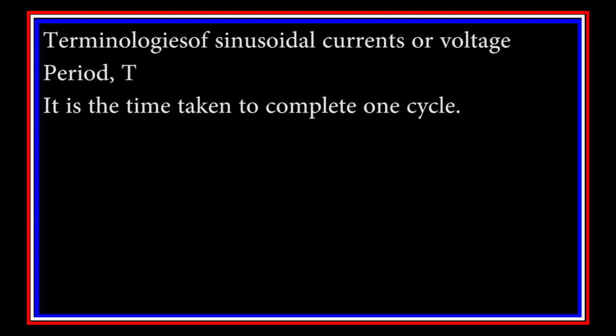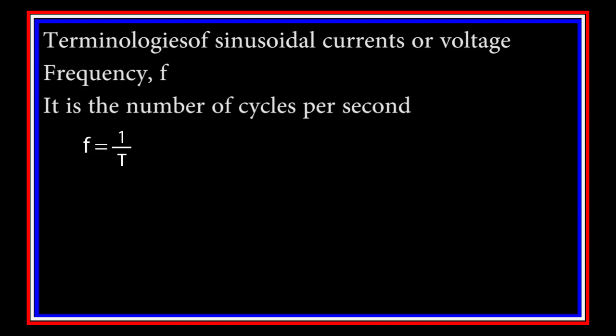Period is the time taken to complete one cycle. Frequency is the number of cycles per second, equal to 1 over T.